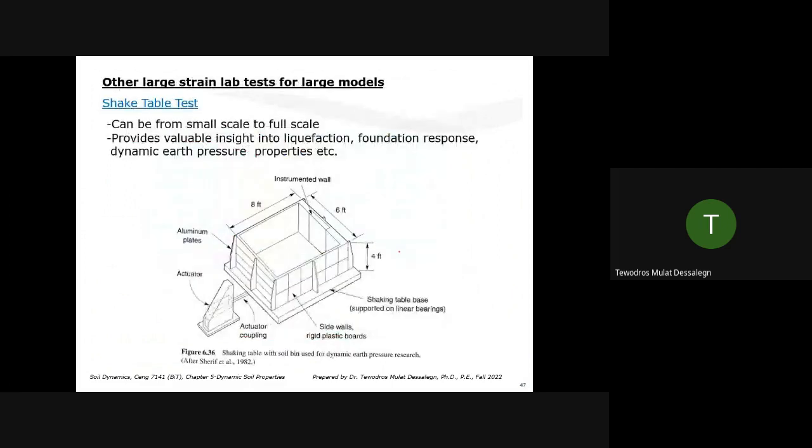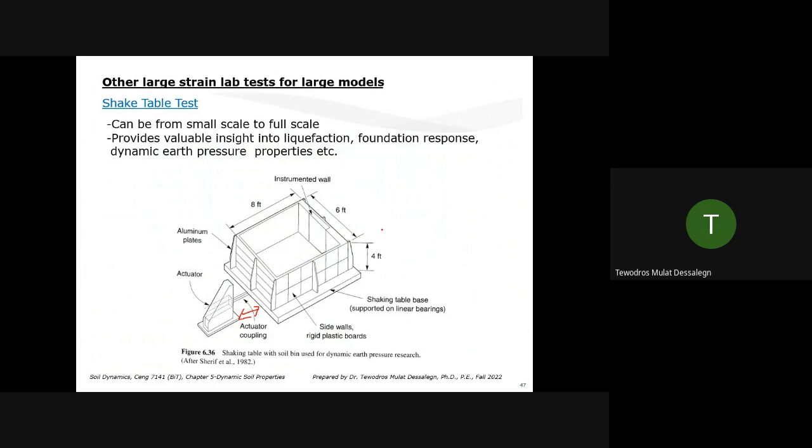Other large strain lab tests are for large models. One is the shake table test. You have a significantly large shake table, let's say in this case 8 foot, which is about 2.5 meters, by 6 foot, approximately 2 meters, and a depth of 4 foot, which is more than 1 meter. At that size, you can fill this box with soil and then apply seismic input motion laterally using some actuator coupling. If you do that, you're using a shake table test.